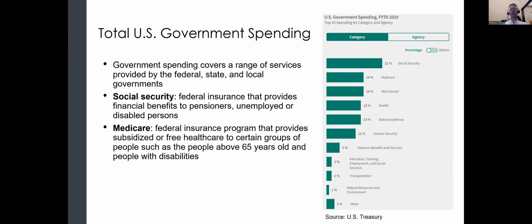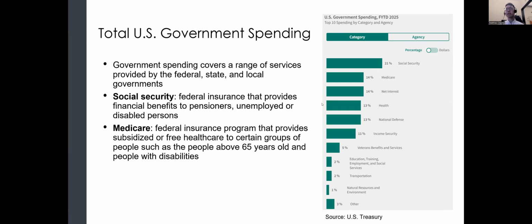Now let us look at how the government spends its money in the budget. On the right-hand side, you can see the fiscal year to date, 2025, for the US government. The big ticket items are Social Security, Medicare, net interest, healthcare, national defense, and income security.